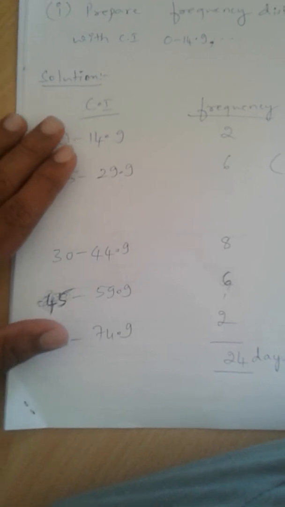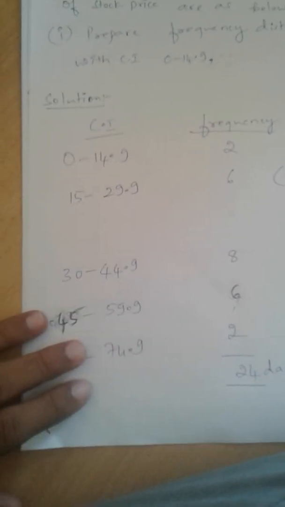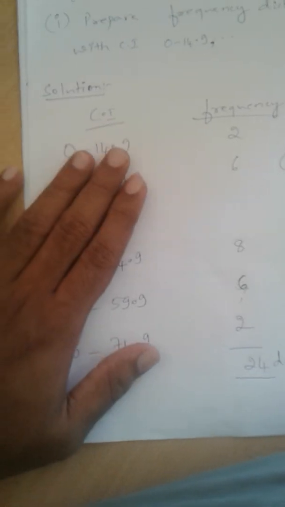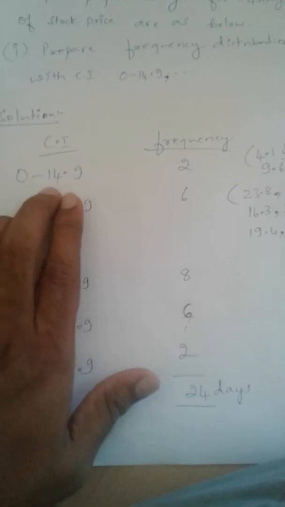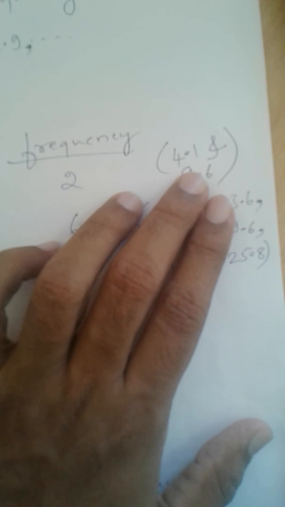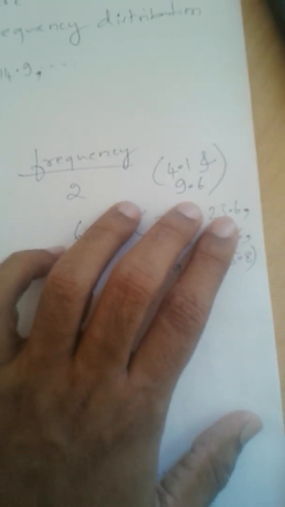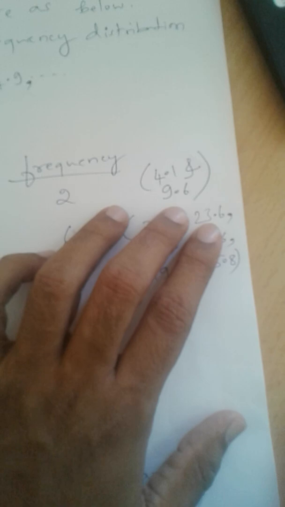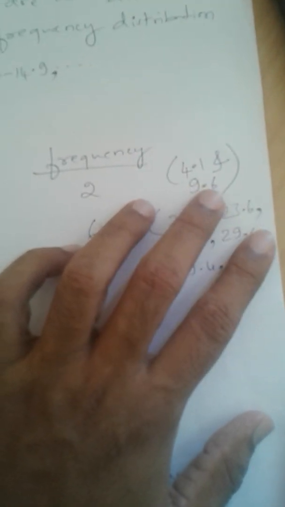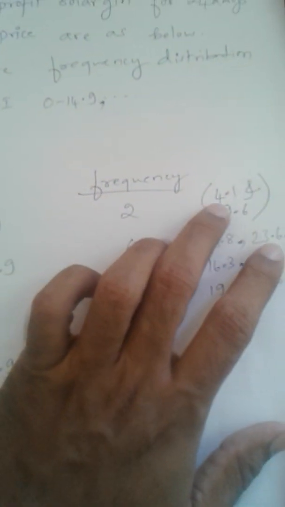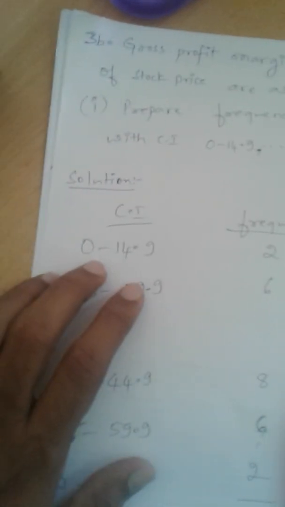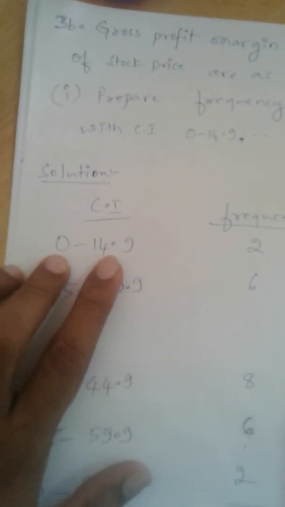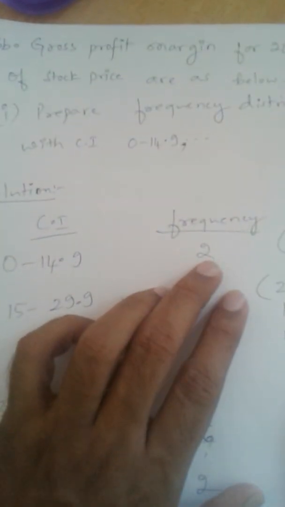In the first column, the different class intervals are written, which are already given in the question. Now for the first class interval, the frequency is 2, because from the question itself we have got these two data, 4.1 and 9.6. That means two different numbers, 4.1 and 9.6, fall in this class interval, 0 to 14.9, so the frequency is 2.